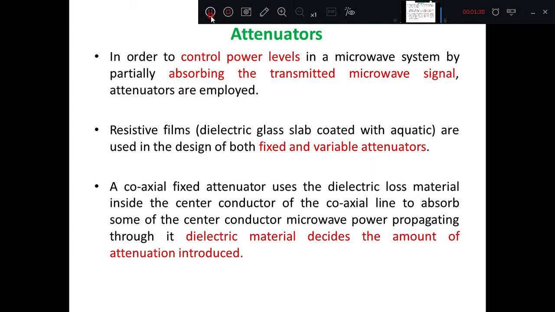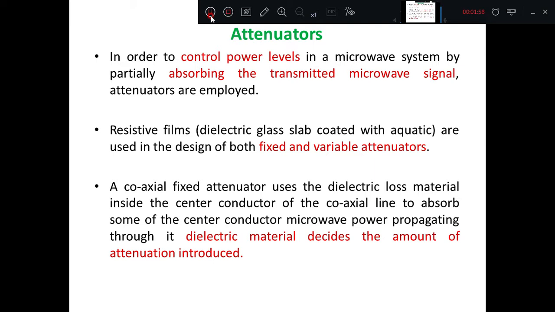There are two types of attenuators we come across. One is the fixed attenuator and the other type is the variable attenuator. In both types, resistive films are used in the design of these attenuators, and these resistive films are nothing but a dielectric glass slab coated with aquadag.